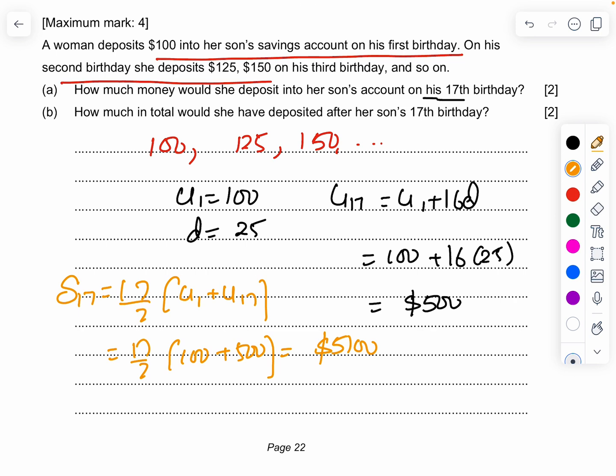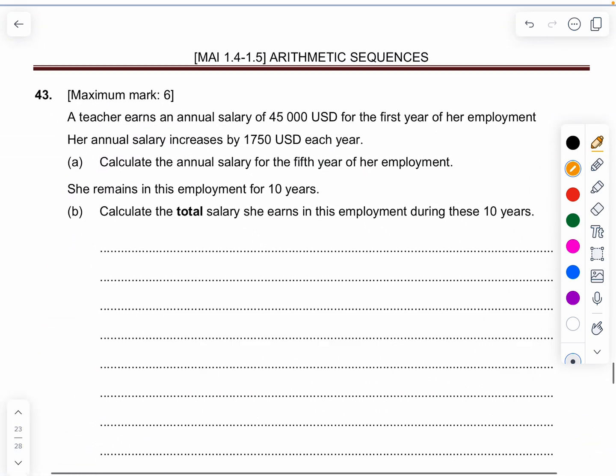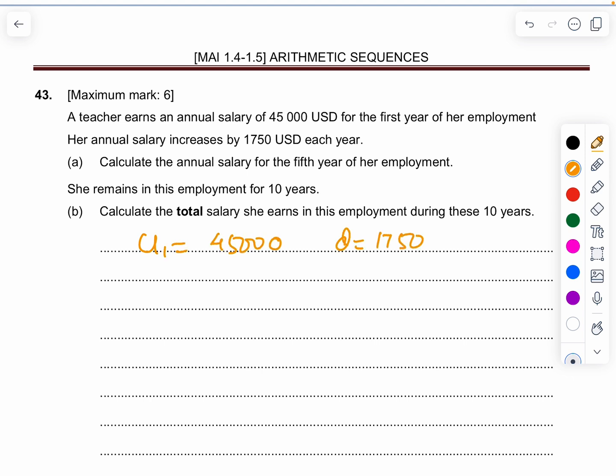Now coming to the next question, 43. A teacher earns a salary of 45,000 USD for the first year. So U1 equals 45,000. Her annual increase is 1,750. Calculate the annual salary in the fifth year of her employment. So U5 equals U1 plus 4D, which is 45,000 plus 4 times 1,750, which is 52,000.